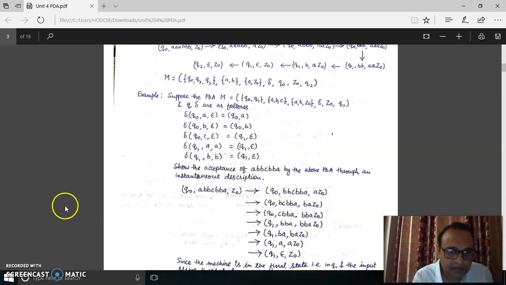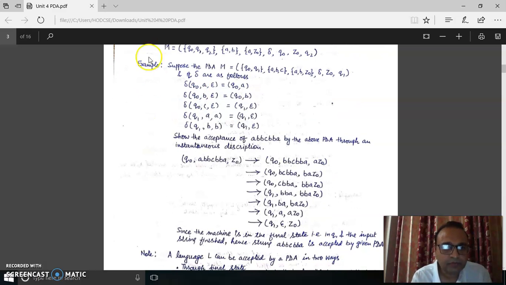So let us take another example. Here one machine is given to us and we are asked to make its instantaneous description. This is a machine. Machine is having only 2 states. Machine is having 3 types of input symbols and 3 types of stack symbols. The 3 input symbols are A, B, and C. Stack symbols are A, B, and Z0. There are some transitions. Z0 is the initial stack symbol and Q1 is the final state.